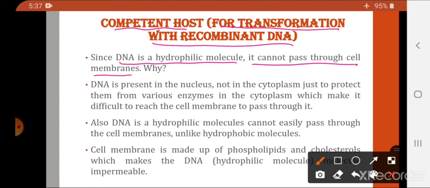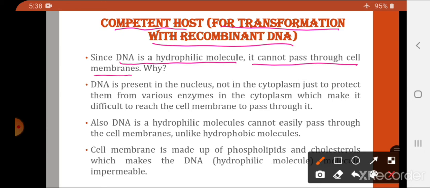DNA कैसा molecule है? Hydrophilic. And normally the hydrophilic molecules cannot cross the cell membrane. What is the reason? कि मेनली जो सेल मेम्ब्रेन होती है वो कैसी होती है? हाइड्रोफोबिक है. एंड डीएनए कैसा मॉलिक्यूल है? हाइड्रोफिलिक. DNA being hydrophilic molecule, it cannot easily cross the membrane.